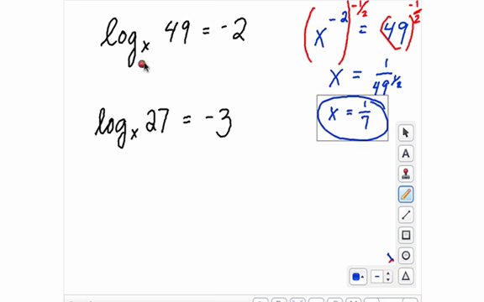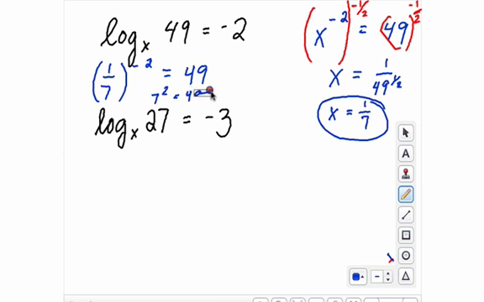Again, you can double check this. Replace x with 1/7 here. 1/7 to the negative second power. Does that equal 49? You deal with your negative first here, and that gives you 7 squared. And 7 squared we know is 49.